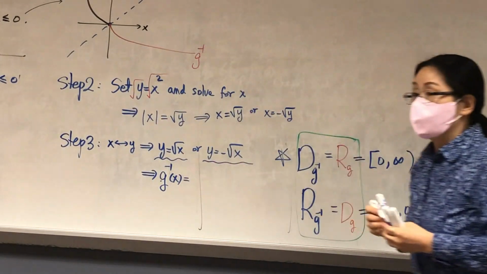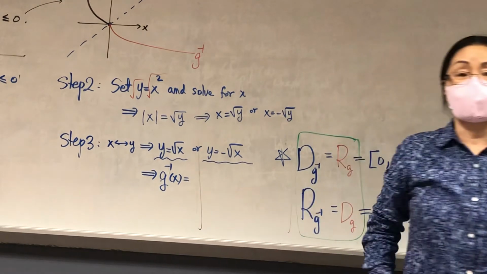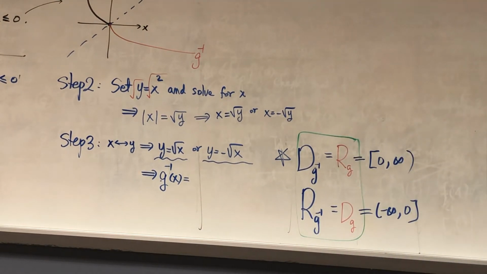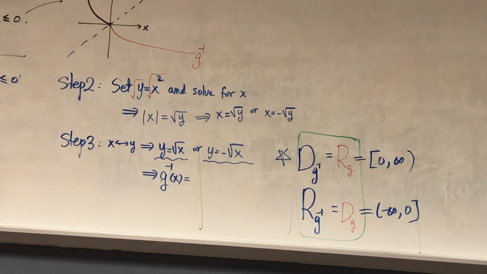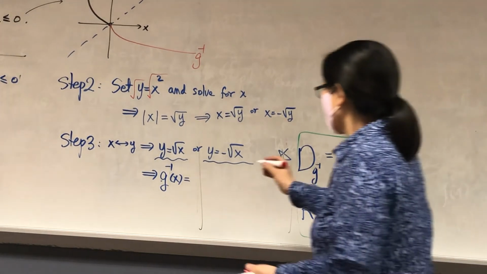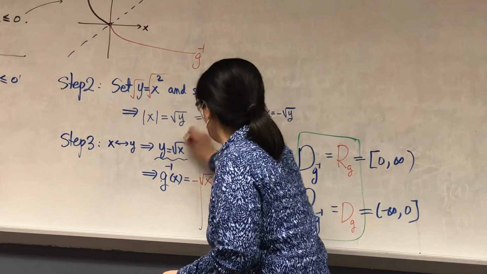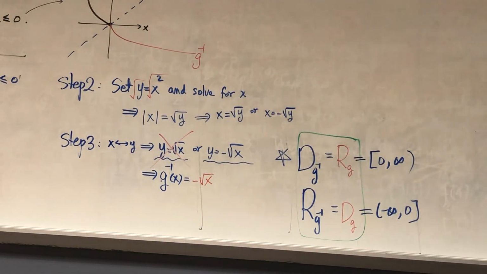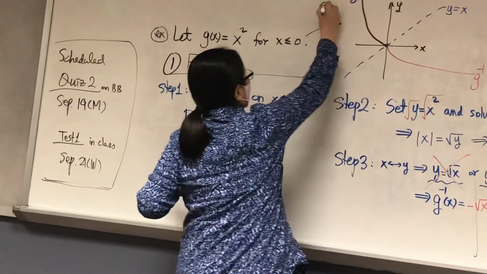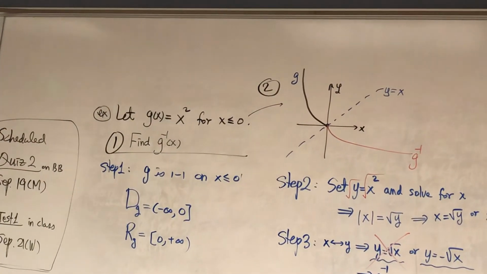Which one do you have to choose? First one or second one? Think about it. What graph is g inverse? y equals square root x, or y equals the negative square root x? That's right. Forget about this. You understand? That's it. So this sketch is number 1, and this sketch is number 2. Good.